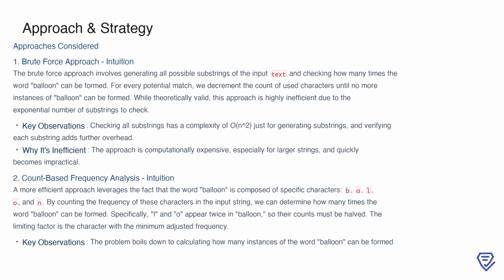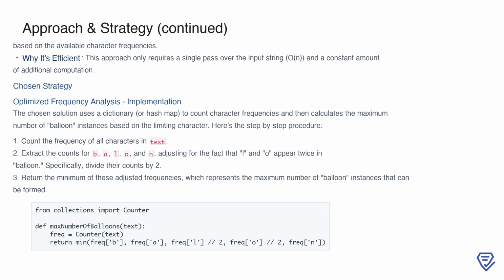On the other hand, a more efficient method is the count-based frequency analysis. Here, we focus on the specific characters that make up the word balloon: B, A, L, O, and N. By counting the occurrences of these characters in the input text, we can determine how many complete instances of the word can be formed. Since the letters L and O appear twice in the word, their counts need to be halved to get an accurate measure. The limiting factor is the character with the smallest adjusted frequency, and this forms the basis for a more streamlined solution. This frequency-based approach is not only conceptually simpler but also computationally efficient.